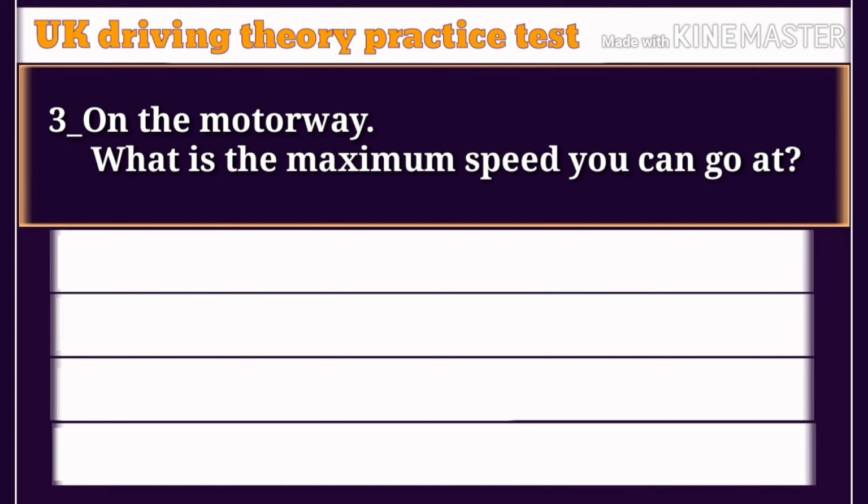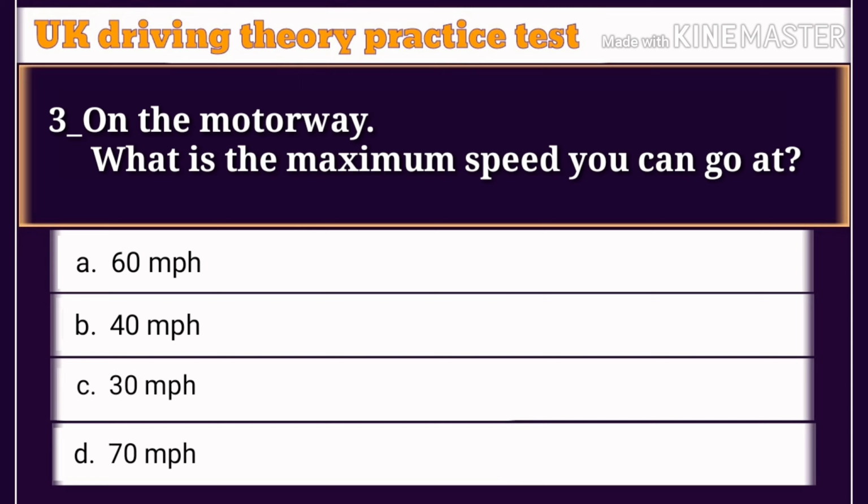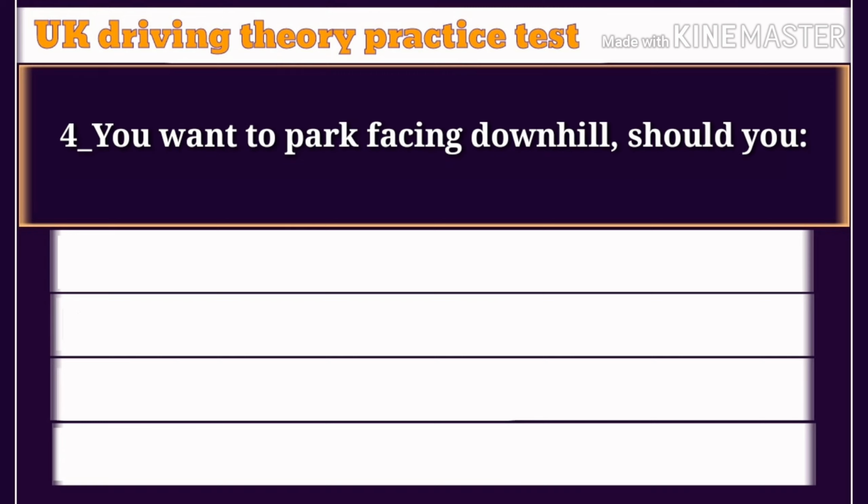Question 3. On the motorway, what is the maximum speed you can go at? A. 60 miles per hour. B. 40 miles per hour. C. 30 miles per hour. D. 70 miles per hour. The correct answer is D. 70 miles per hour.